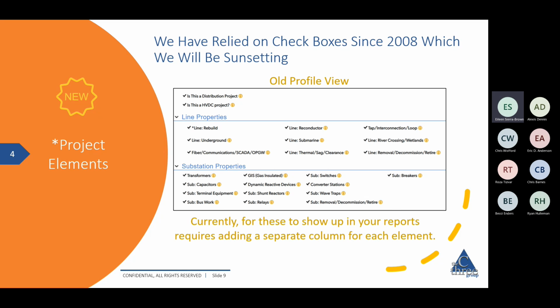Project elements. In the old profile view, what you would have seen, which is now being captured under project elements, is a lot of checkboxes. You would have seen one that said, oh, this is an HVDC project. Oh, it's crossing the wetlands. Oh no, this is a tap or a loop. It would be all these different checkboxes that would cover properties of a line upgrade, or a new line project, or substation properties, that are now all contained in the project elements field.